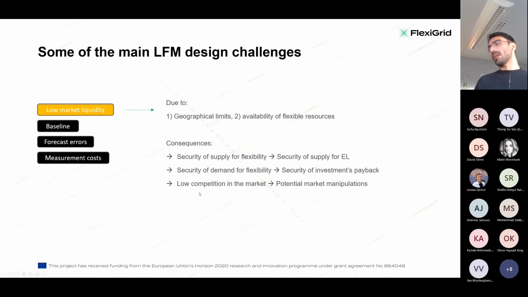And also, as Sophia mentioned, in local flexibility markets, if I have a low number of participants due to these reasons, then there is low competition in the market, and low competition can bring the potential of market manipulation. If the flexibility service providers know that the DSO is really in need of this flexibility service tomorrow and cannot do anything else, they can just increase the price a lot, which can be seen as market manipulation.